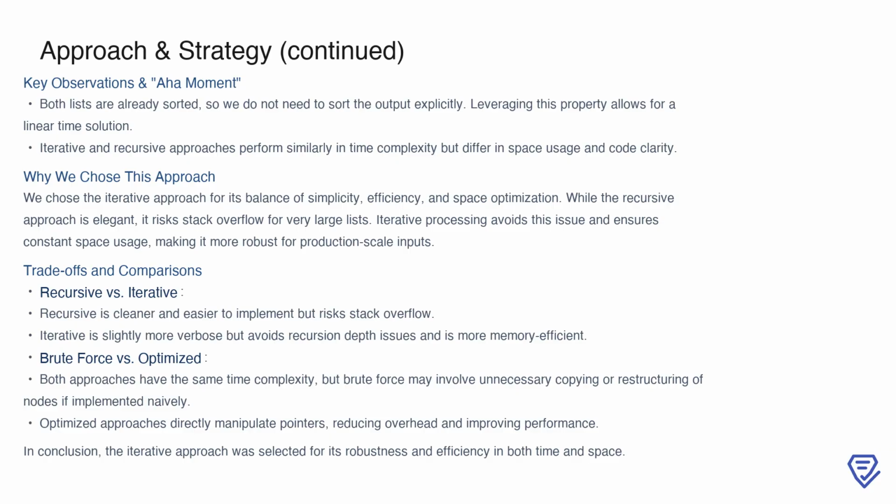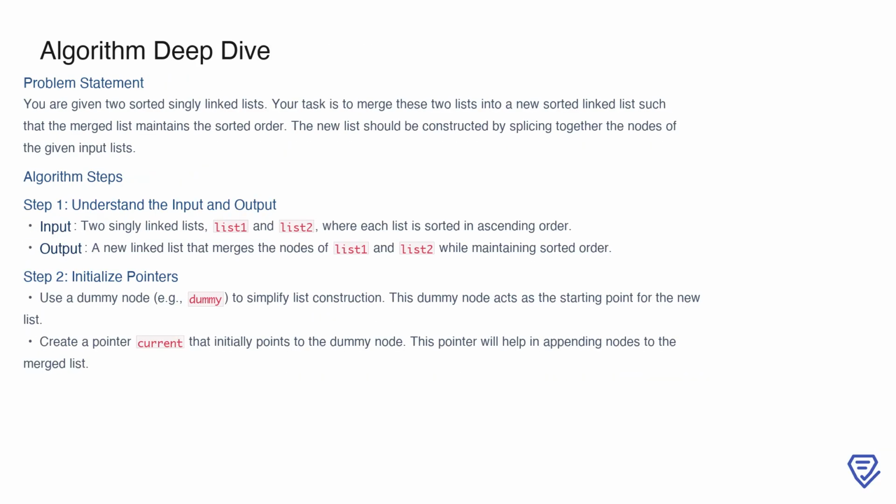In conclusion, the iterative solution provides the best trade-off between clarity, efficiency, and scalability, making it the ideal choice for this problem. To solve the problem of merging two sorted singly linked lists into one sorted linked list, we first need to understand the input and output.